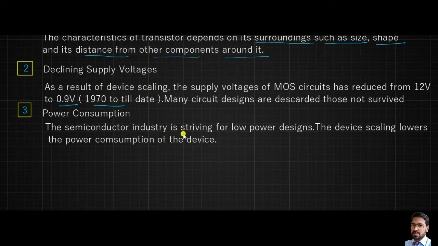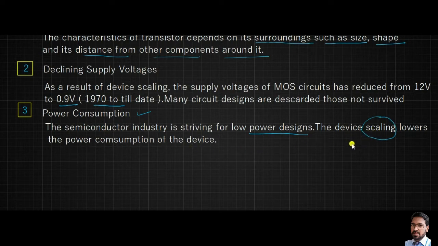The semiconductor industry is striving for low power designs. As we said in this point, low power designs are preferred everywhere in the design of cell phones, sophisticated digital circuits, electronic gadgets. And why is this power consumption reduced drastically? Because of scaling of the device.